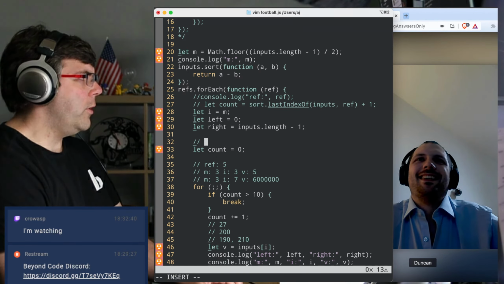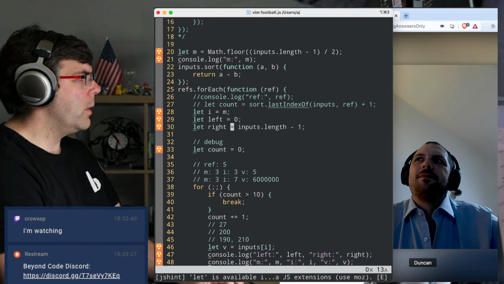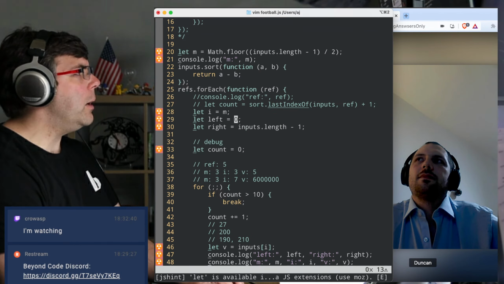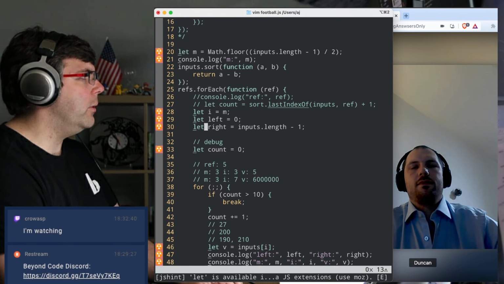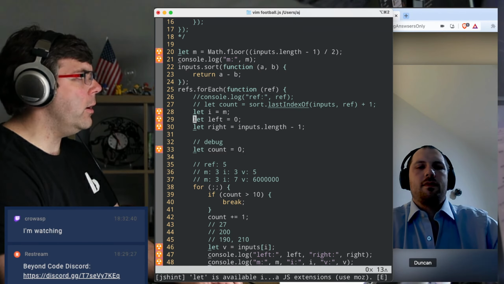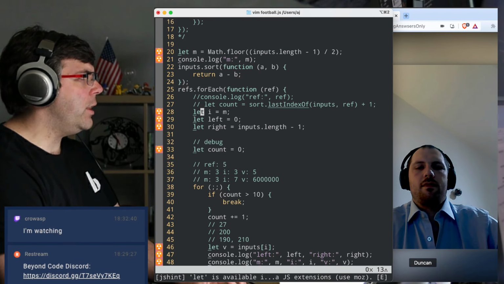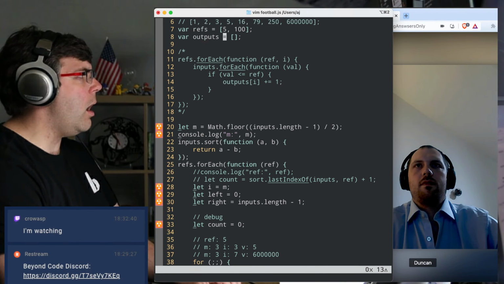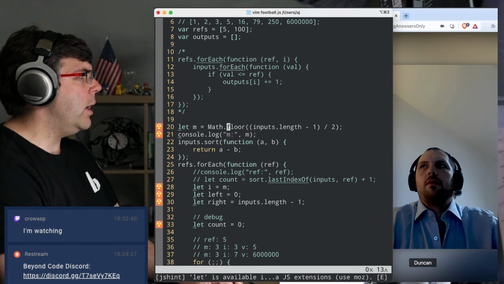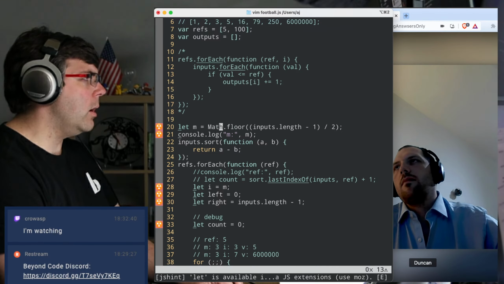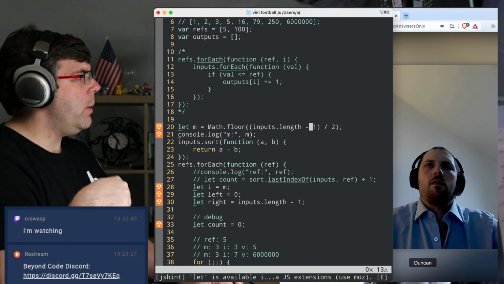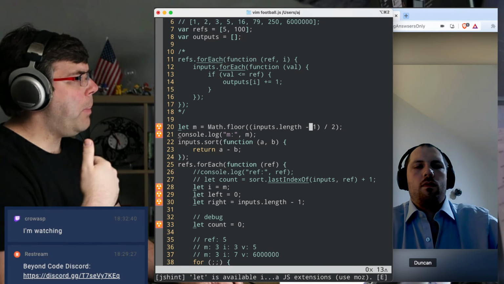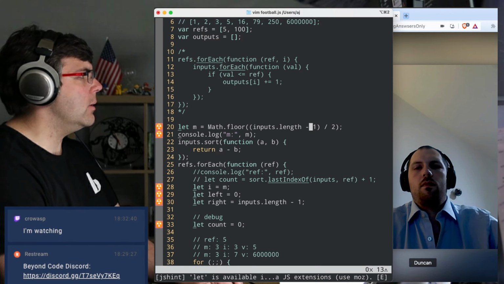Okay, so this is just for debugging, this count. But the leftmost we can possibly go is 0. The rightmost we can possibly go is inputs.length minus 1. So I'm 100% certain that left and right are correct. I think that M is correct because on an odd number, I think we want to tend towards 0 because we can always go to 0, but we can't go past the index.